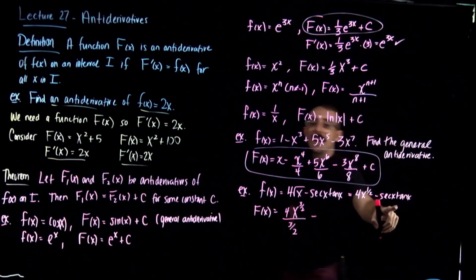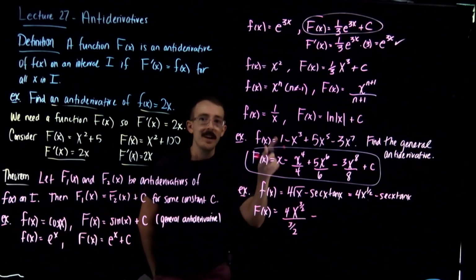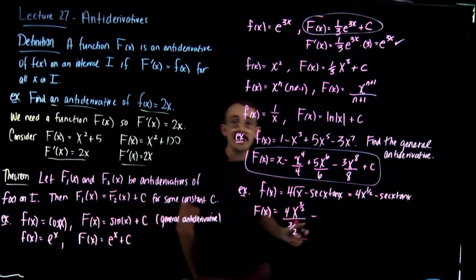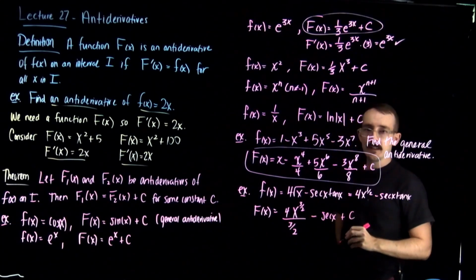What function has secant tangent for the derivative? You have to know these very well to be able to do this. So the function that has secant tangent as its derivative is secant x, and then plus c for the constant.